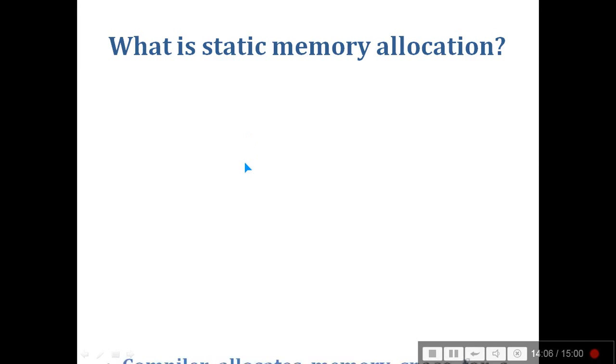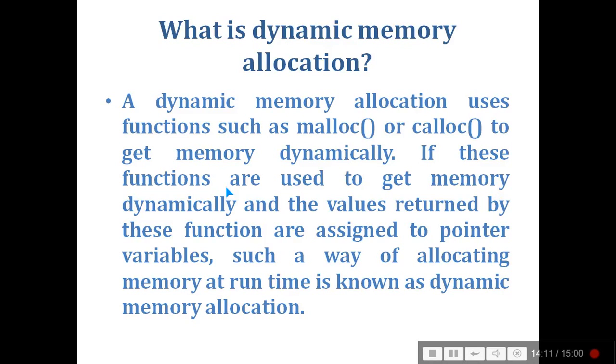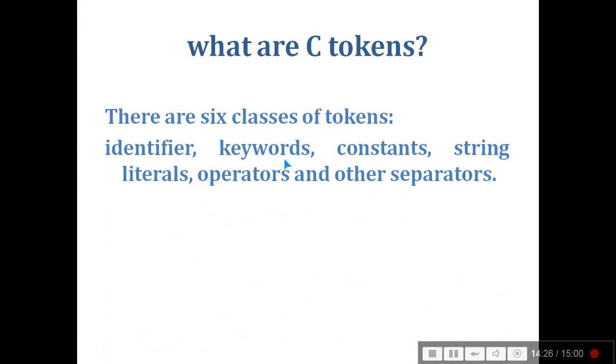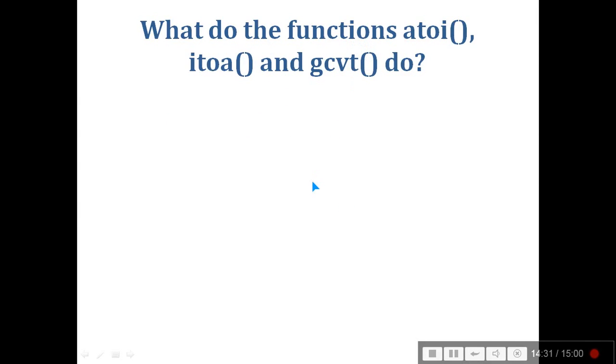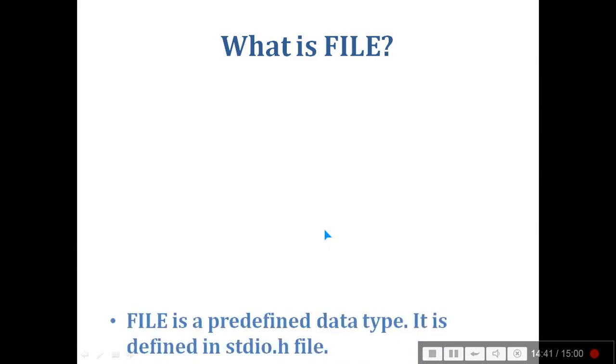Static memory allocation and dynamic memory allocation, I will answer together. Static and dynamic mean at compile time and at runtime. Like at runtime, malloc and calloc assign the memory. What are C tokens? Every part of the program is a C token, like keywords, identifiers, constants, string literals, operators and separators. And what do these functions do? atoi changes a string to an integer, itoa converts an integer to a string, gcvt converts a floating point number to a string.